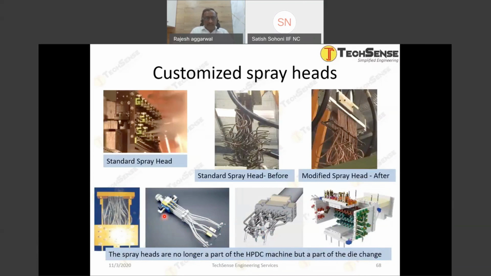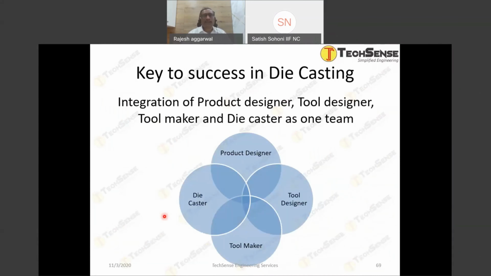The important message here is that the spray heads are no longer a part of the HPDC machine, but the spray head is a part of the die change. We take hours and hours to change the die, but we don't bother to look at the spray head. So the important thing is to understand the criticality of the spray head and make it a part of the die change. As we change the die on the machine, we change the spray head. Again, it is my standard practice as well as the phenomenon.